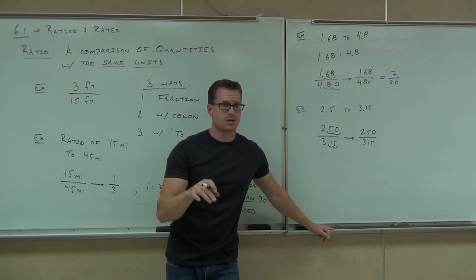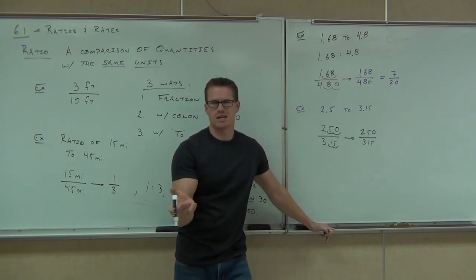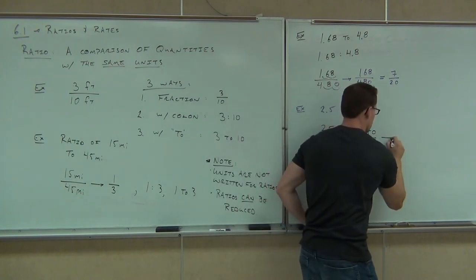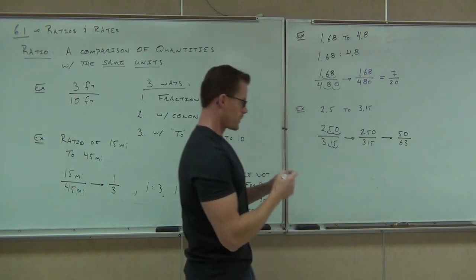Did anyone do that? What'd you get? 50 over 63. Anybody else get 50 over 63? Yep. Could you find it by hand? Sure, it's going to take you longer. So our ratio is 50 to 63.